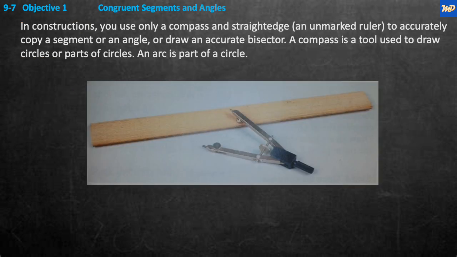Okay, Objective 1. Congruent segments and angles. In constructions, you use only a compass and a straight edge, an unmarked ruler, to accurately copy a segment or an angle, or draw an accurate bisector. A compass is a tool used to draw circles or parts of circles. An arc is part of a circle. And here they're showing the straight edge. It could be a ruler, but it doesn't have to be. A straight edge is literally a piece of plastic or wood, anything that's straight. It doesn't have to be marked. But anyways, you could be using your ruler. That's also a straight edge.